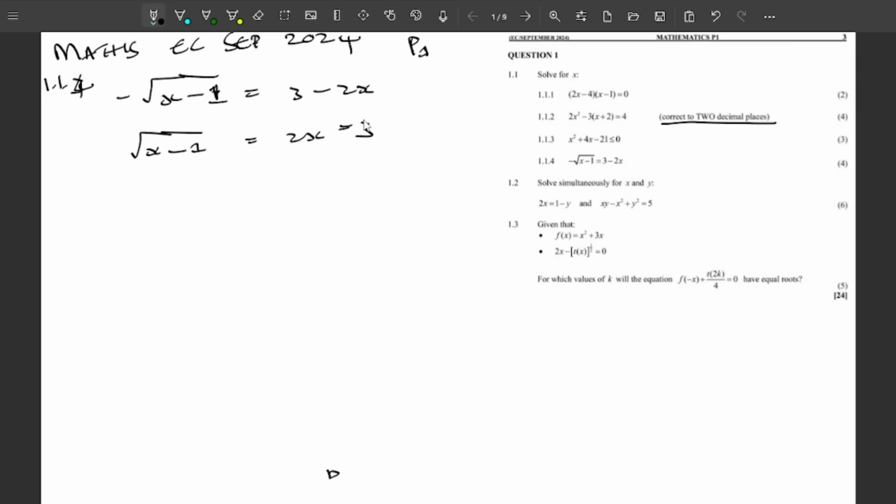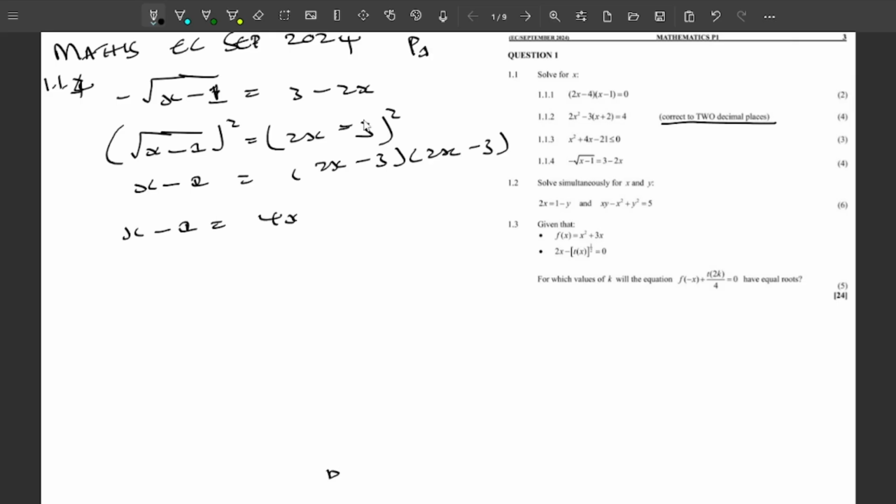Right, then from there on you can square both sides, right? So after squaring both sides on this side, you'll be left with x minus 1, and then on the other side you would be left with 2x minus 3 and 2x minus 3. Right, so after simplification you should get 4x squared minus 12x then plus 9.